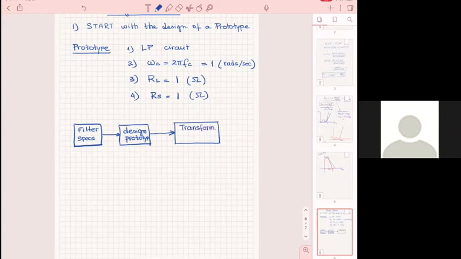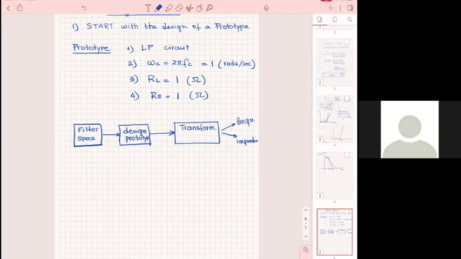The easiest one is frequency transformation, because you remember, you defined in the prototype omega C to be 1, but in the real filter it's going to be something else. So you have to do a frequency transformation. Then you will have to do an impedance transformation, because in the prototype your impedance is 1, but in reality it is something different.